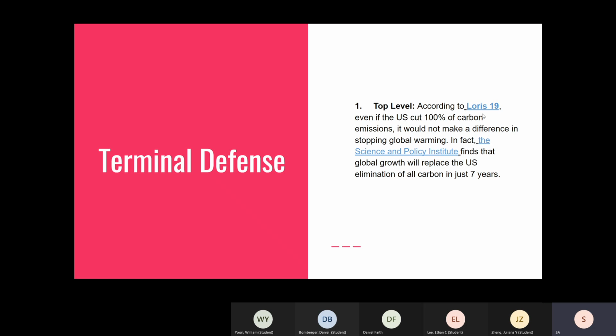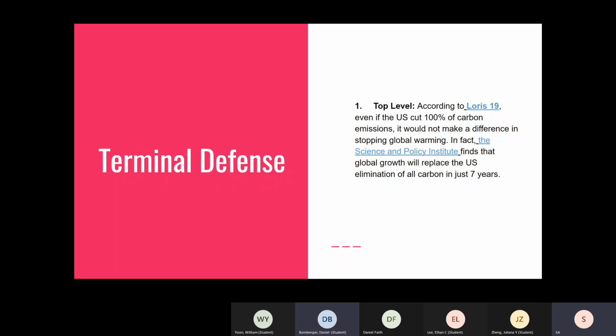According to Loris 19, even if the US cut 100% of carbon emissions, it would not make a difference in stopping global warming. In fact, the Science and Policy Institute finds that global growth will replace the US elimination of all carbon in just 7 years, right? So the reason why this is really strong is because renewables probably aren't going to cut 100% of carbon emissions in the near future, but this is taking them at their best ground, right? Even if you assume that the US just instantly has no more carbon emissions, it still won't help in stopping global warming.